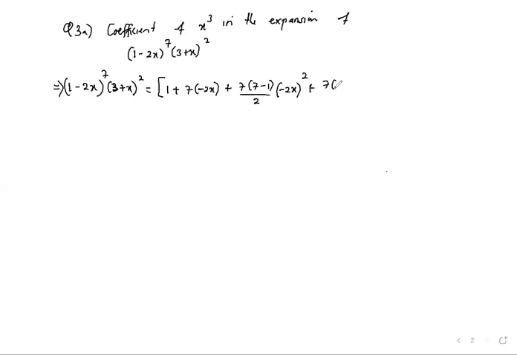plus 7, 7 minus 1, 7 minus 2 over 3 times 2 times (minus 2x) cubed, plus so on. So we have this multiplied by, we also expand this. Now that is power 2, we just expand it fully. So we have 9 plus 6x plus x squared. I'm sure we all know how to multiply 3 plus x times 3 plus x.